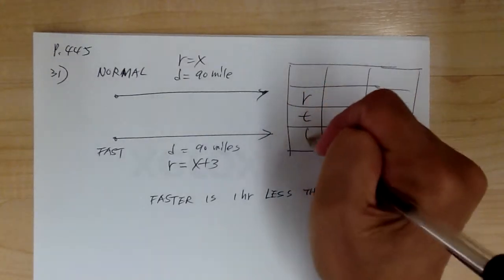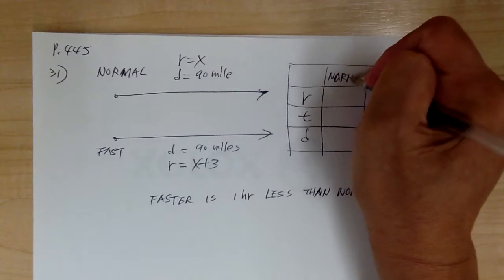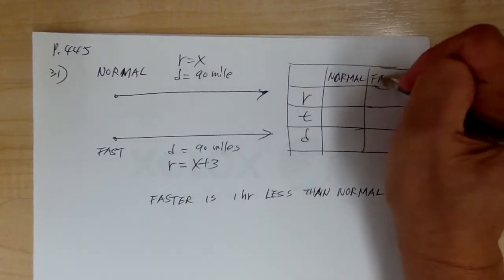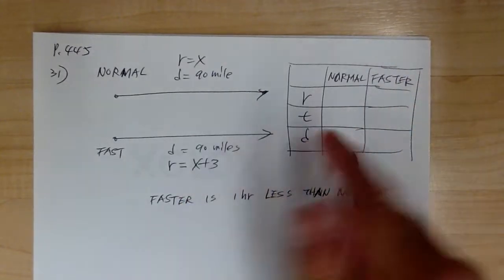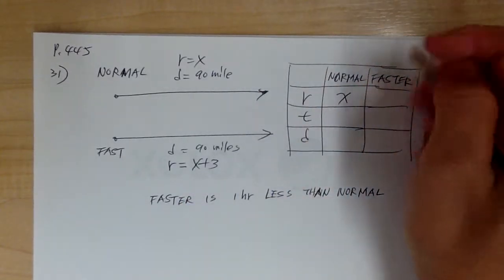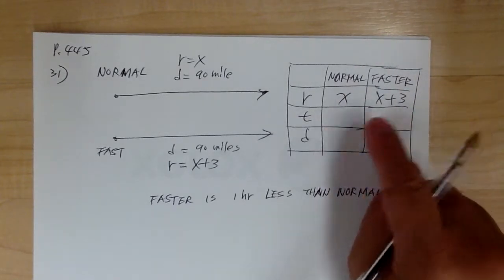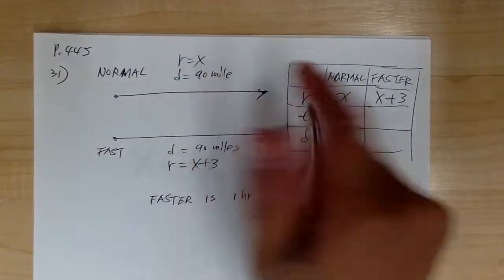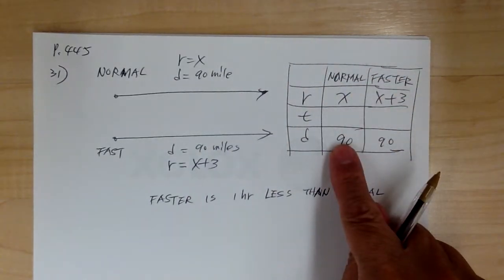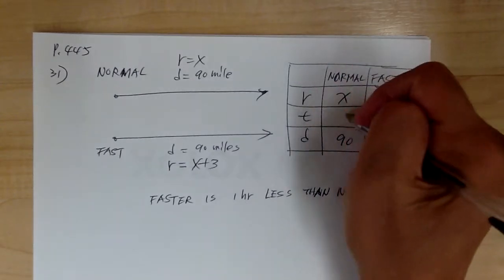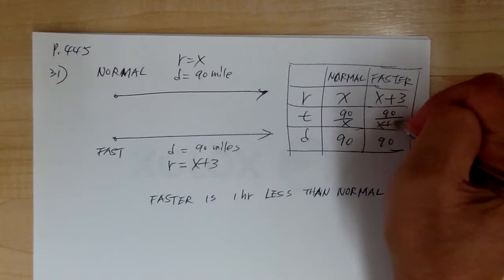So r times time equal to distance. So this is normal, and this is fast. Okay, so when it's going normal, the speed is x, and faster speed is x plus 3. The time you don't know, so leave it blank for now, and the distance it tells you is 90. Okay. Now again, remember when the distance is given, you want to divide, right? So time would be 90 over x, and this would be 90 over x plus 3.